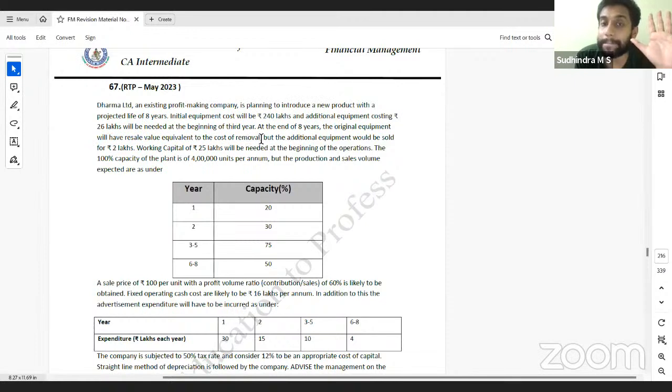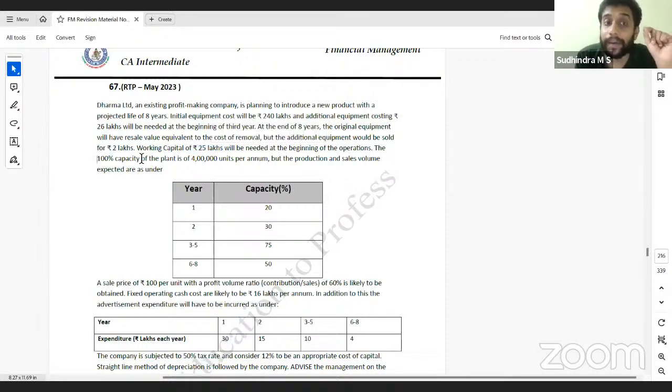That means scrap, residual value, salvage value is 0. Whatever we get by selling it, we are utilizing it for cost of removal. So scrap value will be 0, correct? But additional equipment will be sold for 2 lakh rupees. So additional equipment, whatever we had, will have a salvage value of 2 lakhs. So that will be a cash inflow at the end of 8 years. Working capital of 25 lakh will be needed at the beginning. So beginning 240 plus 25, 265 is the outflow.